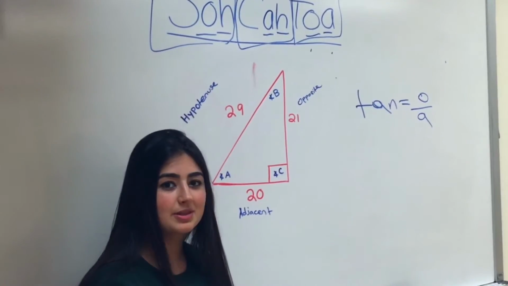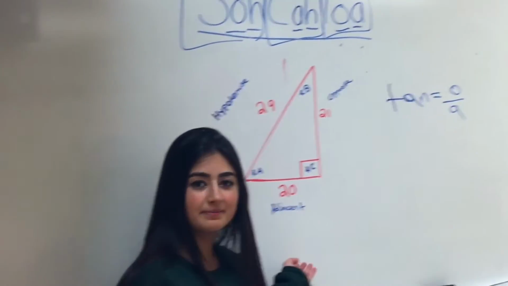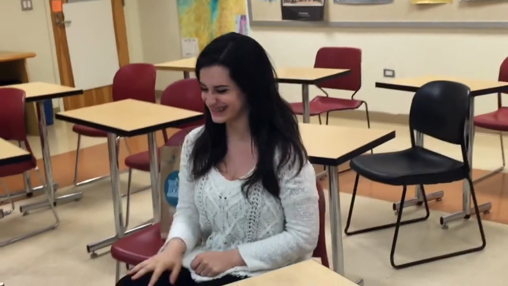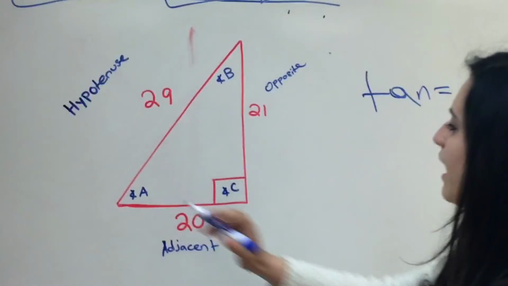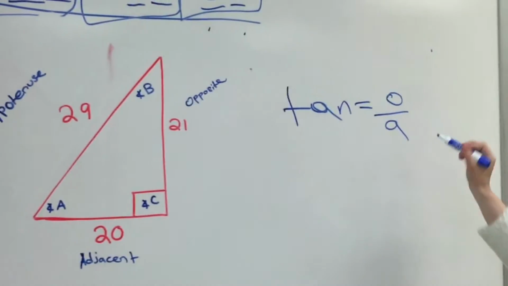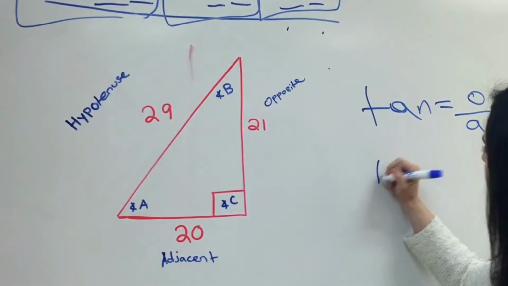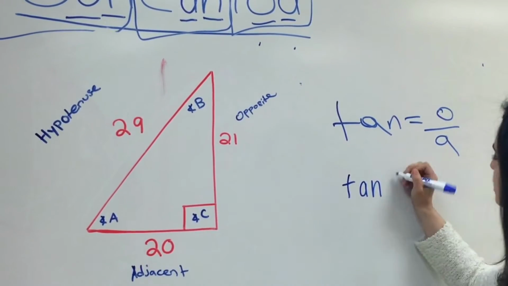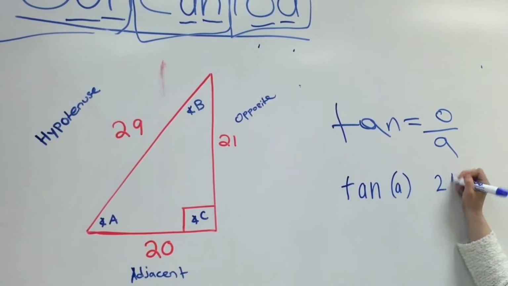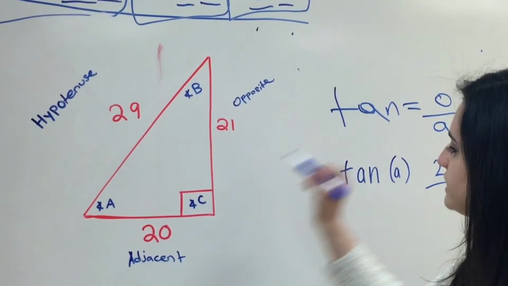Does anyone want to come up to the board and find tangent of angle A? Emily, come up. Okay, so tangent of angle A. You know that tangent is opposite over adjacent. So tangent of angle A would be 21 over your adjacent, which is 20.